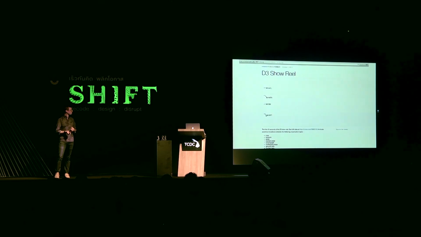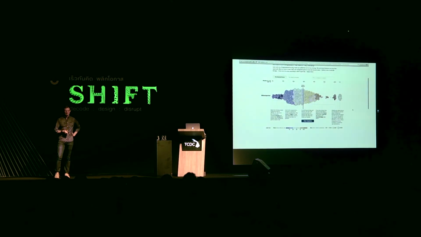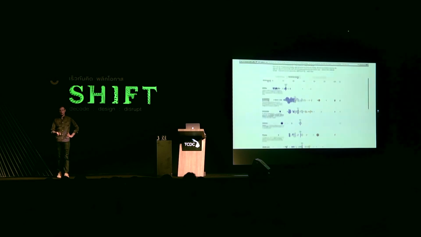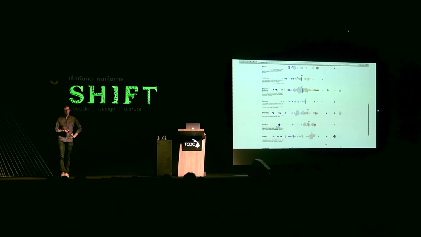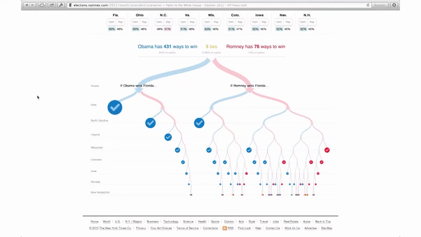And so this is just some of the good stuff that is available to us now, like amazing online tools. New York Times has been doing incredible things, generating new forms using things like D3. This is a time map that's distorting the Netherlands to show how far it takes to travel different places. And this is one of the best ones from the 2012 election that was showing all these different paths that Obama had to the White House.